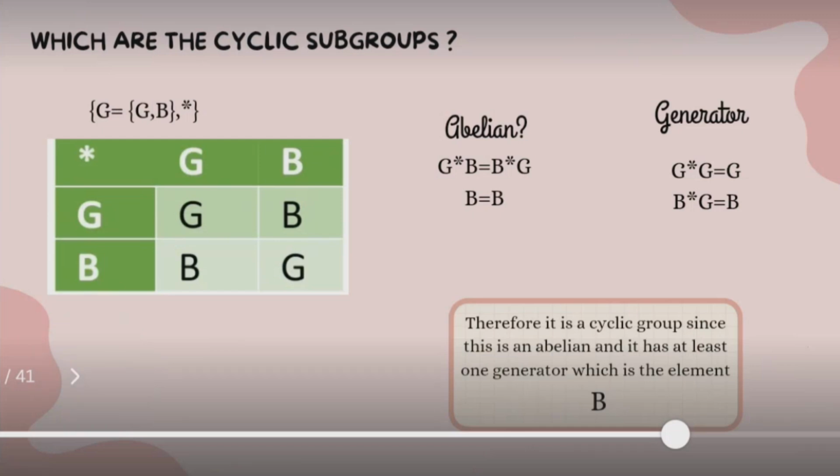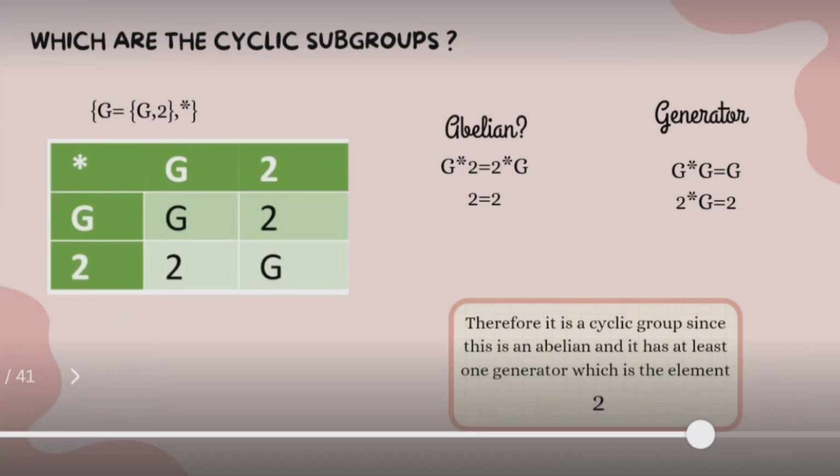Now we will move to the set that has two elements. First, the set of G, B. So now we will check if it is an abelian. So G star B is B and B star G is B. So we all know that is abelian. And however, let's check if it has a generator. So G star G is G and B star G is B. So there's no element that is being repeated. So therefore, it is a cyclic group since this is an abelian and has at least one generator, which is the element B.